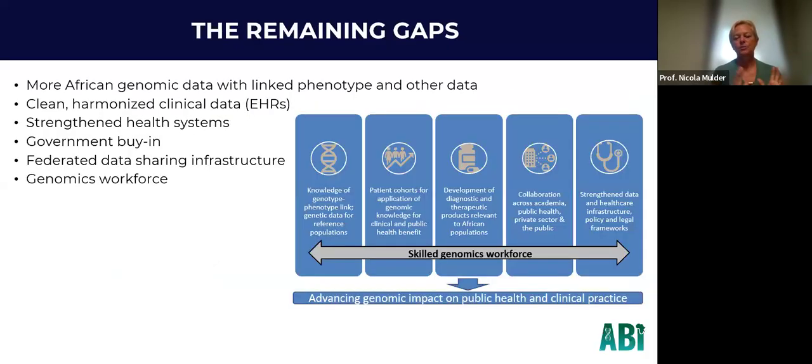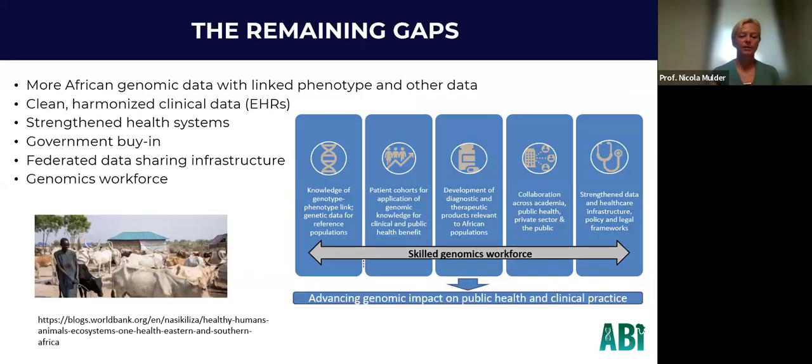There's still some gaps. When we're thinking about how we can implement genomics for health, we don't have enough data, we don't have enough phenotype data, we don't have enough linkages to other data. Electronic health records are very different across the continent. They're not interoperable. We need to strengthen health systems. We still need this government buy-in, and we need to build a genomics workforce so that we can really implement One Health.